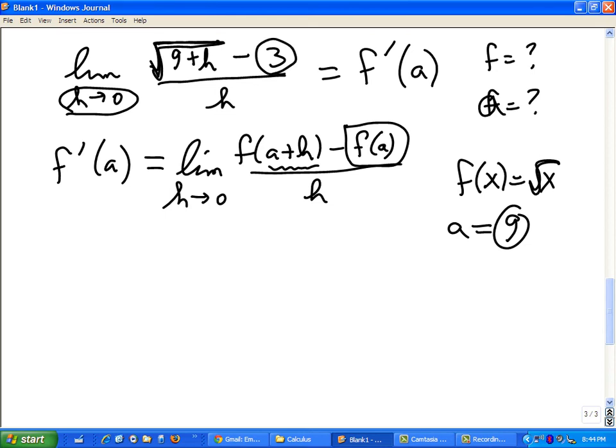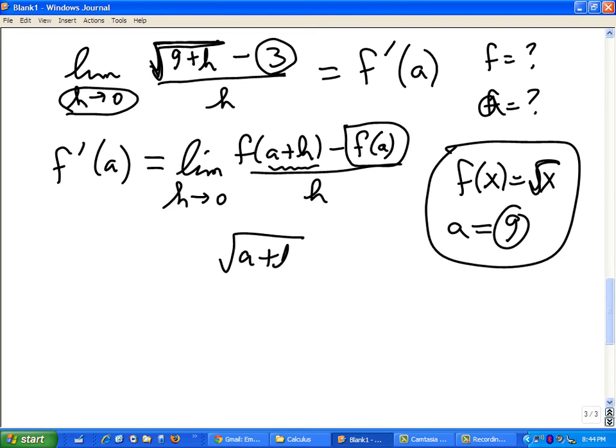And you just plug in and you see that f of a plus h means the square root of a plus h. And once you know that a is 9, that a turns to 9. That's the problem. 9 plus h under the radical minus the square root of 9. Okay, so that was it. Kind of silly. Let me give you a different problem, which is even easier.